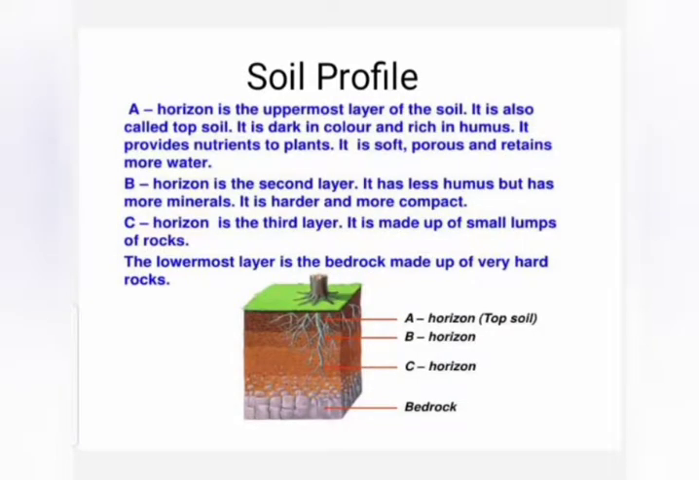A horizon. It is the uppermost layer of the soil. It is also called topsoil. What is its color? It is dark in color, underline in your textbook, and rich in humus. It provides nutrients to plants. What are the uses of A horizon? It provides nutrients to plants.